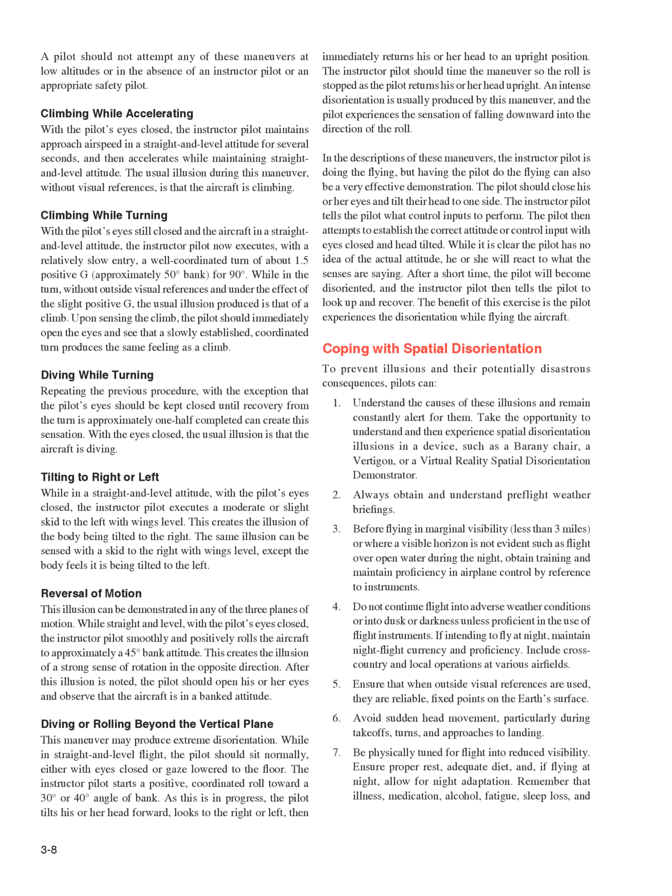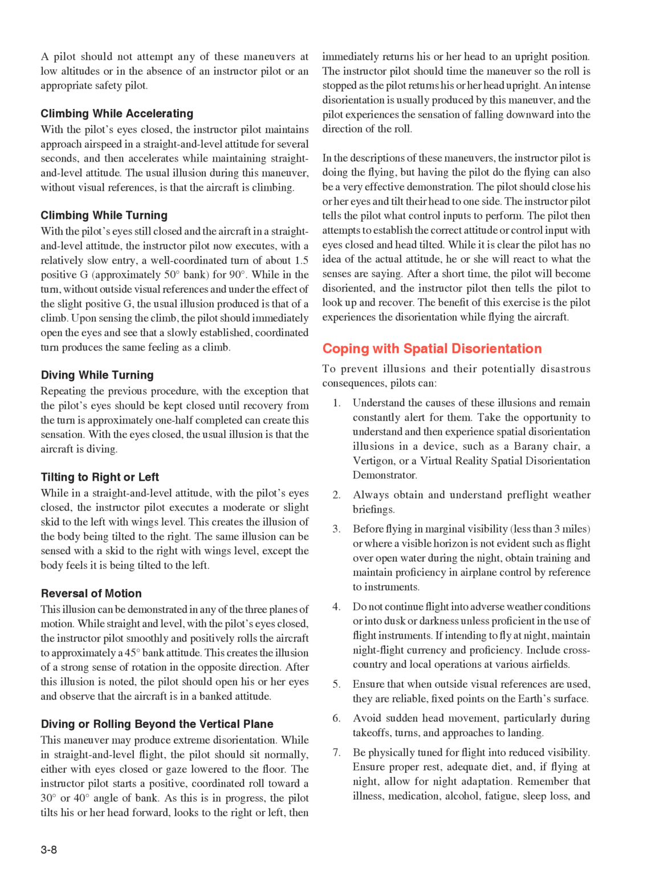Diving or rolling beyond the vertical plane. This maneuver may produce extreme disorientation. While in straight and level flight, the pilot should sit normally, either with eyes closed or gaze lowered to the floor. The instructor pilot starts a positive, coordinated roll toward a 30 degrees or 40 degrees angle of bank. As this is in progress, the pilot tilts his or her head forward, looks to the right or left, then immediately returns his or her head to an upright position. The instructor pilot should time the maneuver so the roll is stopped as the pilot returns his or her head upright. An intense disorientation is usually produced by this maneuver, and the pilot experiences the sensation of falling downward into the direction of the roll.